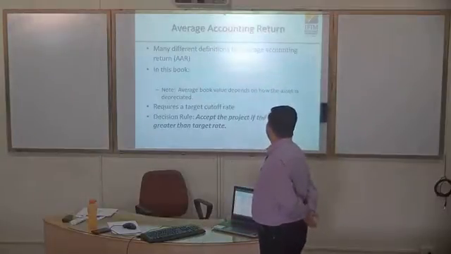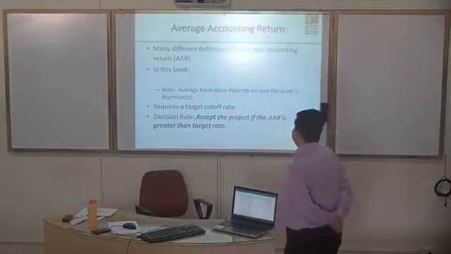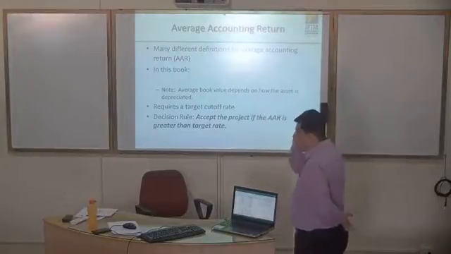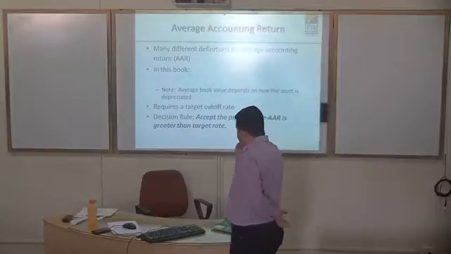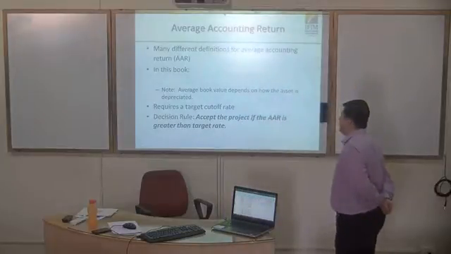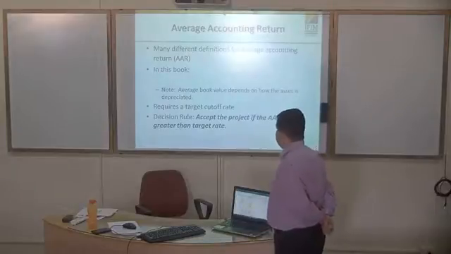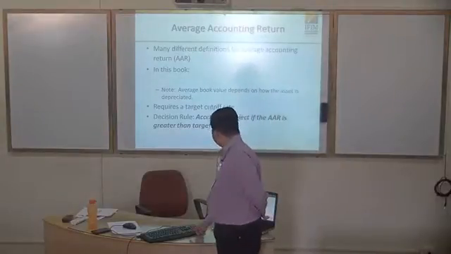Many different definitions for average accounting return. Okay, average accounting return is another thing that we have to look at. Typically it is: accept the project if AAR is greater than the target rate. Average book value depends on how the asset is depreciated, and it requires a target cutoff rate.